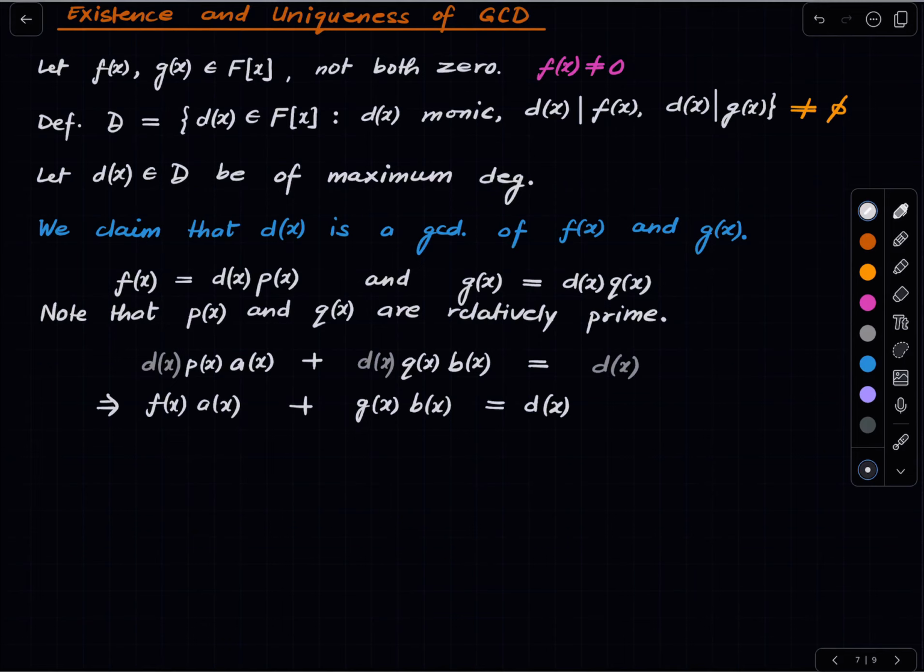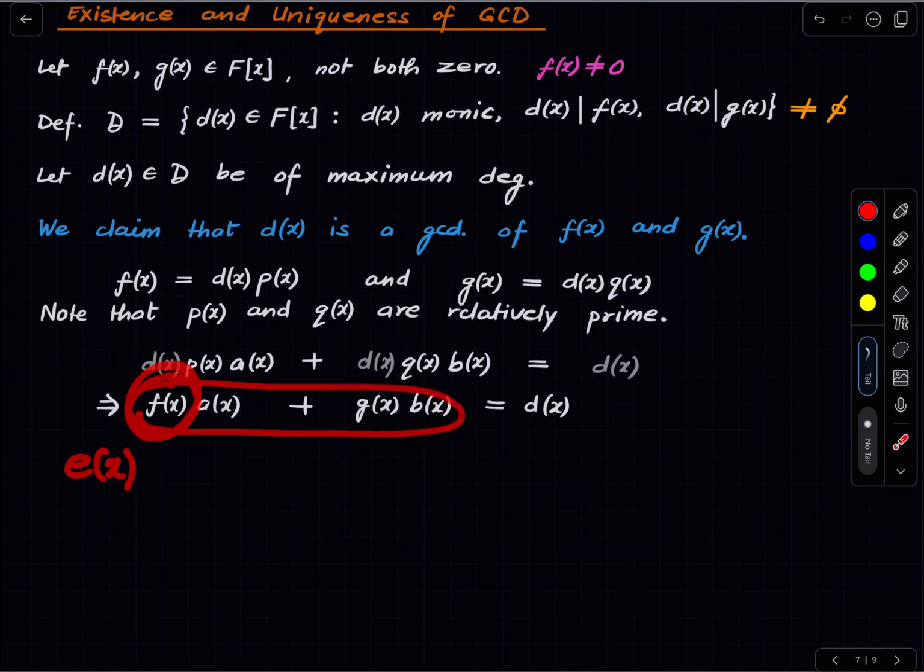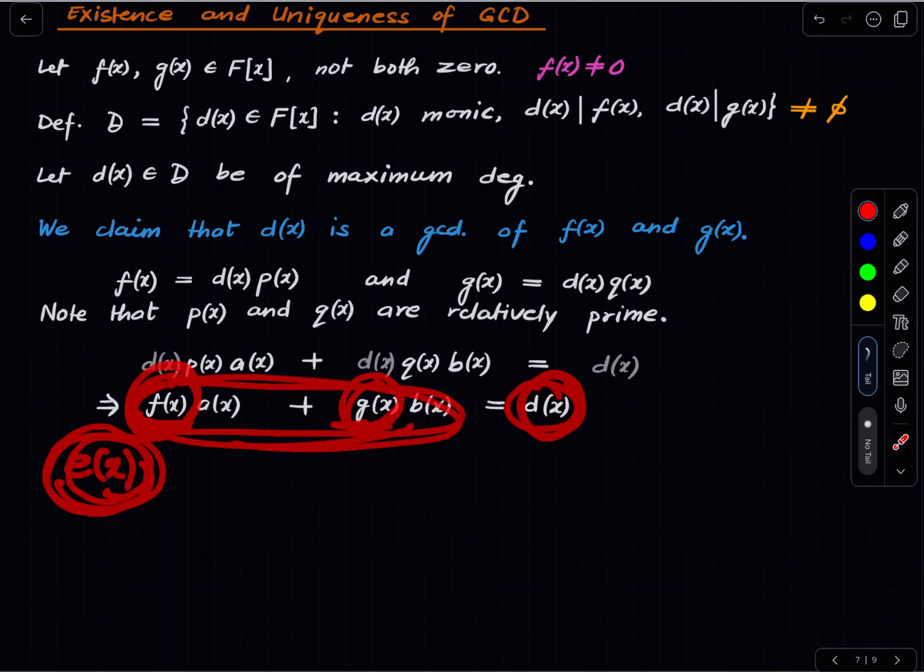All right. And now to finish the proof of the fact that d(x) is the greatest common divisor of f(x) and g(x), all we need to observe is that if e(x) is a common divisor, let's say a monic common divisor of both f(x) and g(x), then it divides the left-hand side because it divides f(x) and g(x), and hence it divides d(x). So as soon as you have a common divisor of f(x) and g(x), then it divides this and hence that, and therefore d(x) is a GCD of f(x) and g(x).